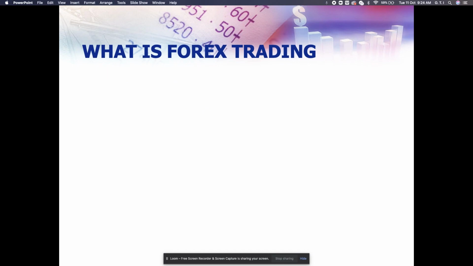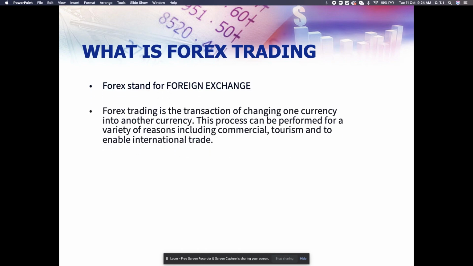Now, what is Forex trading, right? Forex stands for foreign exchange, and Forex trading is the transaction of changing one currency into another currency. This process can be performed for a variety of reasons, including commercial, tourism, and to enable international trade. Now, I believe most of you have indulged in Forex trading, but probably didn't know that you are actually doing it. So let me just give you guys a short example, right?